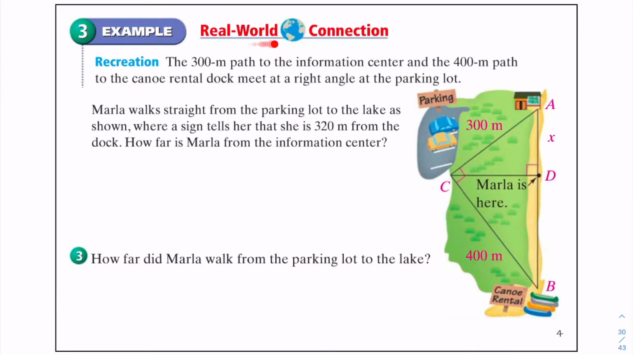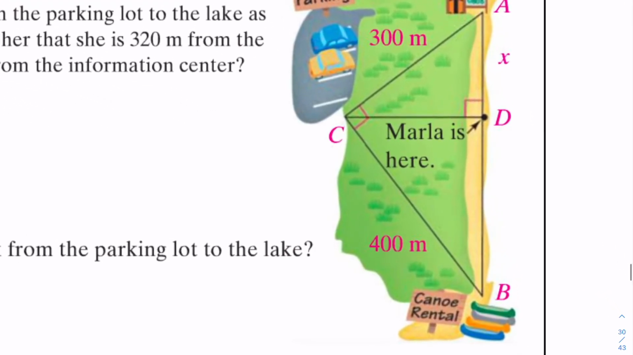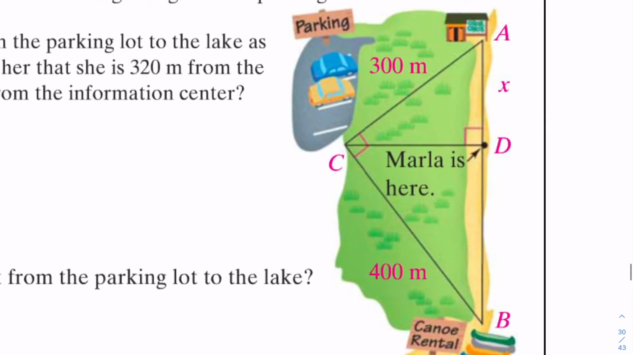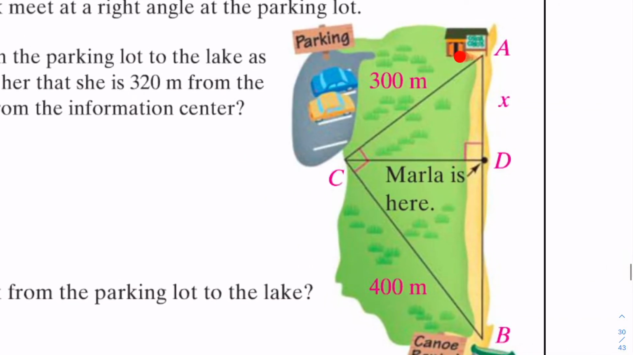Alrighty, in example 3, we have a real-world connection problem. Without even reading the information first, I'm going to just look at the diagram and see what's going on. Looks like we have a parking lot over here. We have what is that? That is an information center, I think. This is a dock where the canoe rental is located. And it looks like we have a triangle, another triangle, and then a third similar triangle with the large one on the outside. We have some values like x, we have 300 meters, we have 400 meters.